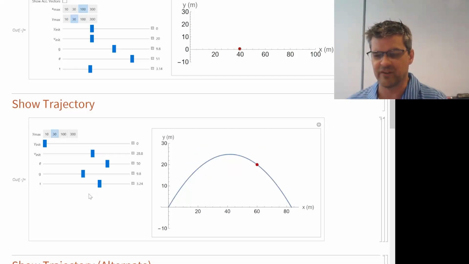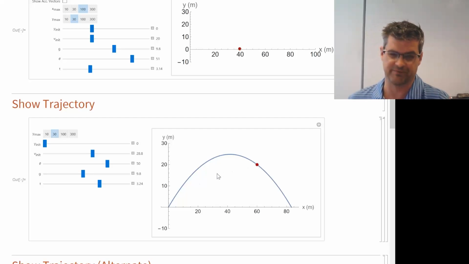And lo and behold, I look at this. We start at time t equals 0. The projectile rolls along until at 3.24, sorry, we are right here. Its x position is 60, its y position is 20. That's what we anticipated. So yeah, it works the way that it's supposed to.